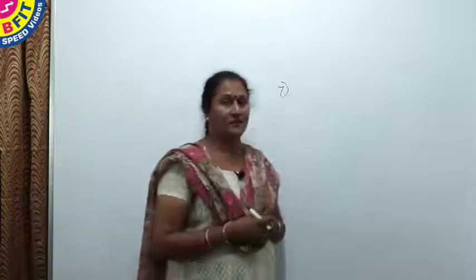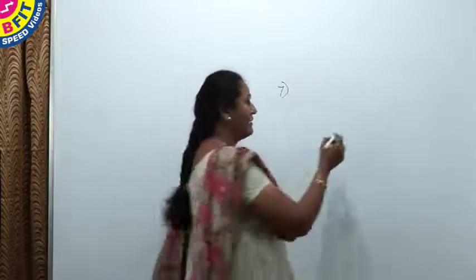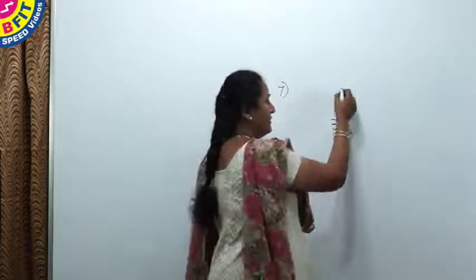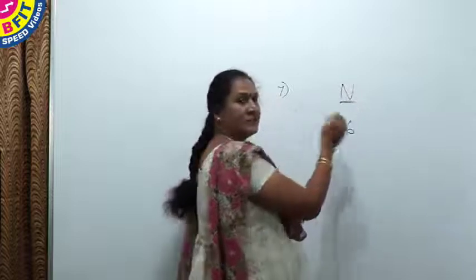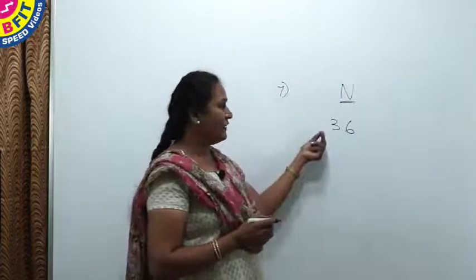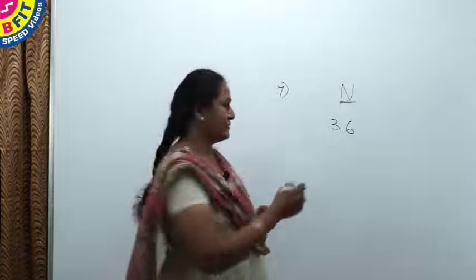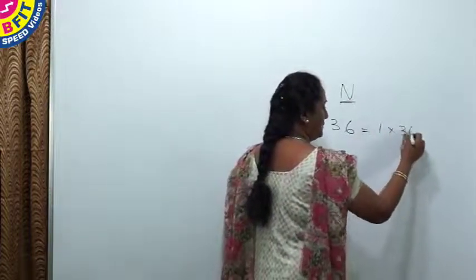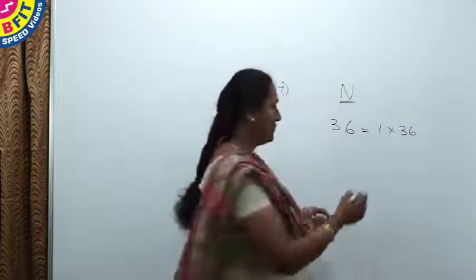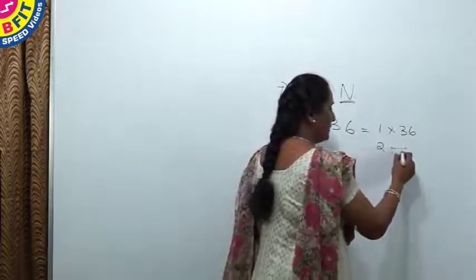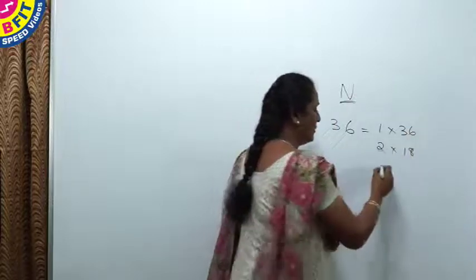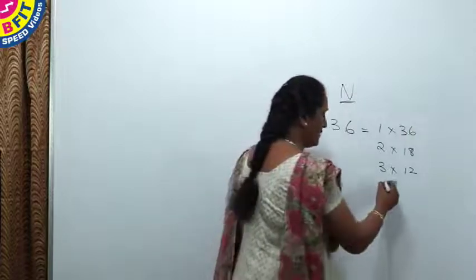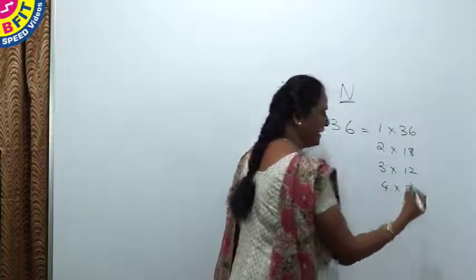So in question number 7, we have the divisor 36. You have to check whether the given number is divisible by 36. So we'll write down all the factors of 36. 36 can be got by multiplying 1 and 36, or 2 and 18, or 3 and 12. One more pair of factors is 4 and 9.